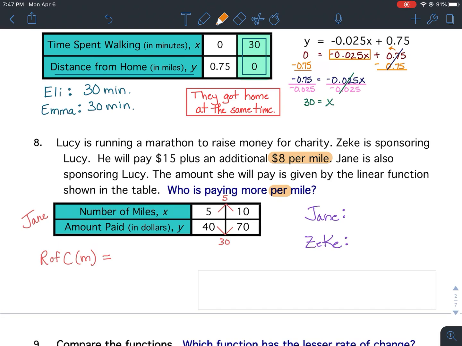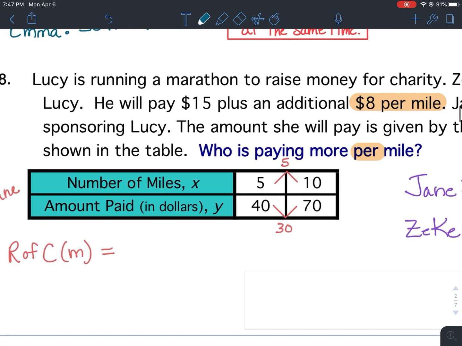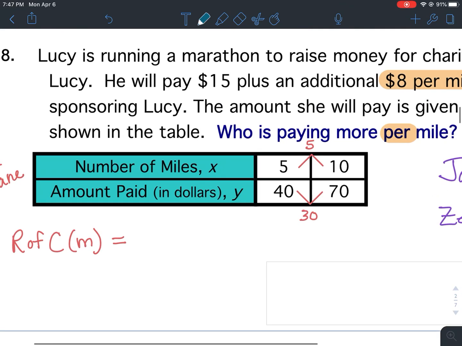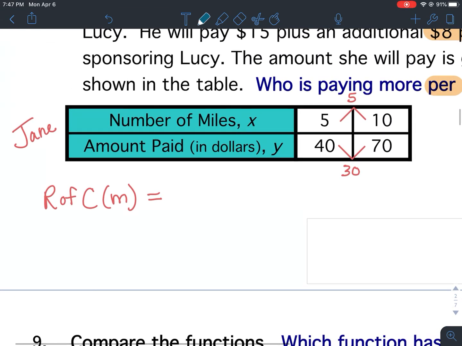For Jane, though, we're given this chart. In order to solve the chart, I found the difference in y values. That's how I got the 30. 70 minus 40 is 30. Then I found the difference in x values. 10 minus 5 is 5. So the rate of change for Jane is 30 divided by 5. And 30 divided by 5 is 6.